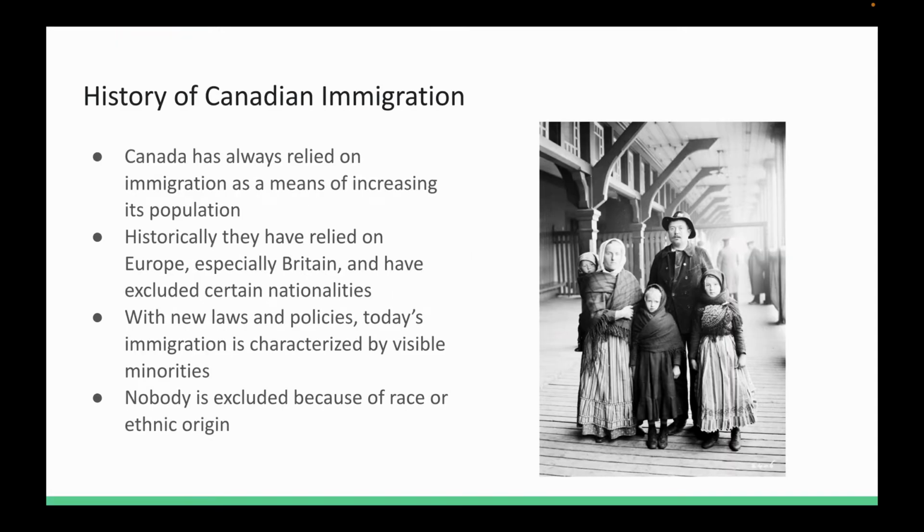We're going to start this lesson going all the way back a few years when you learned about immigration to Canada for the very first time. So, a brief history on Canada's immigration. Well, it's no different today than it was in Canada's past. We have always relied on immigration to increase our population.